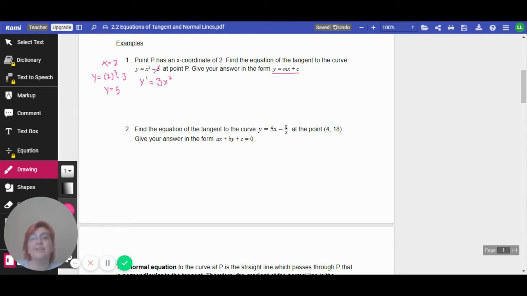Now, to find the gradient, I will plug in x. So my gradient equals 3 times 2 squared. And 3 times 2 squared is 12.